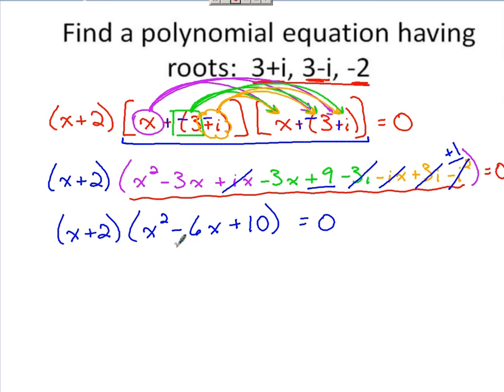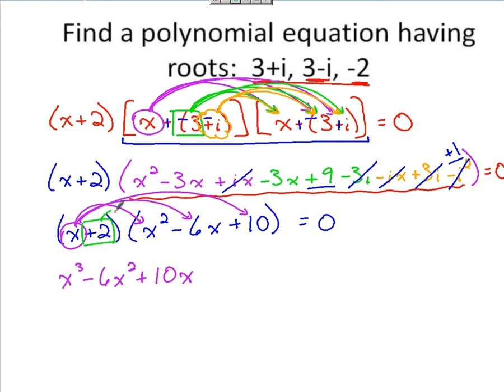So finally, I'm ready to take that x plus 2 and multiply that through to this x squared minus 6x plus 10. If I take x and distribute that through first, I have x cubed minus 6x squared plus 10x. And if I take that plus 2 and distribute that through, we've got plus 2x squared minus 12x plus 20. All of that equals 0. Combine like terms, and we've got our polynomial equation.